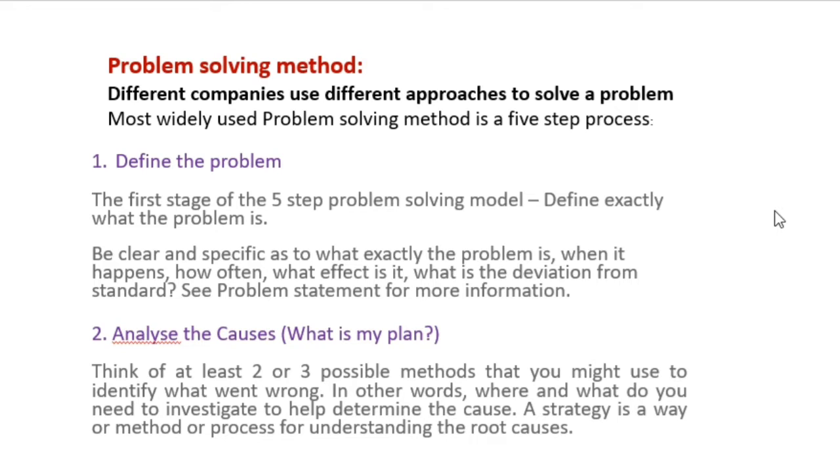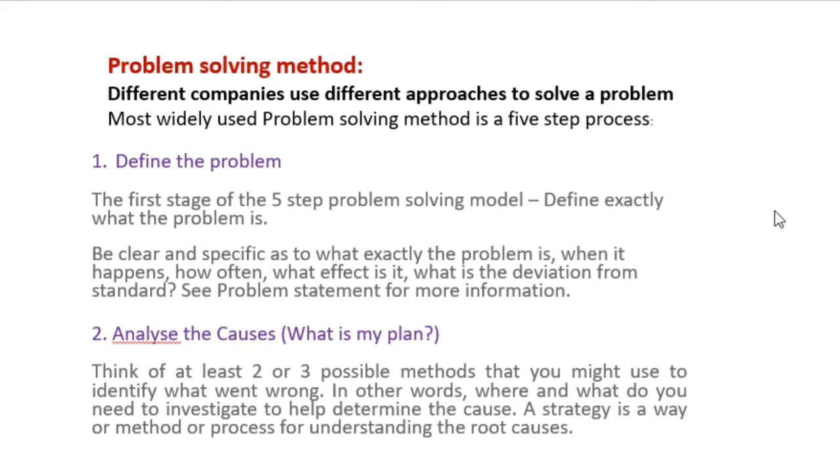First step, usually in the problem solving method, you have to define the problem. The first stage of this 5-step problem solving model is to define exactly what the problem is. Be clear and specific as to what exactly the problem is, when it happens, how it happens, what effect it has, and what the deviation from the standard is. See problem statement for more information.